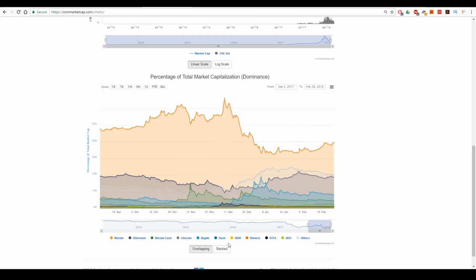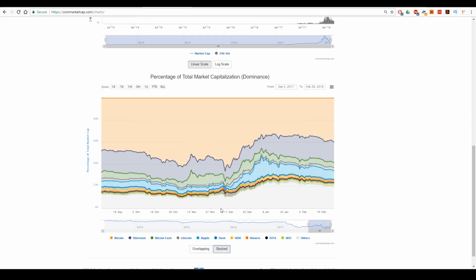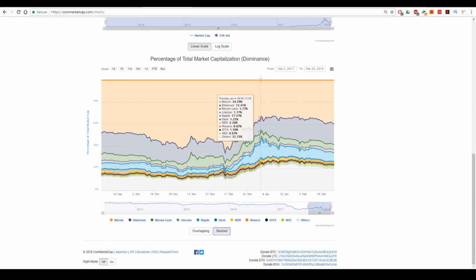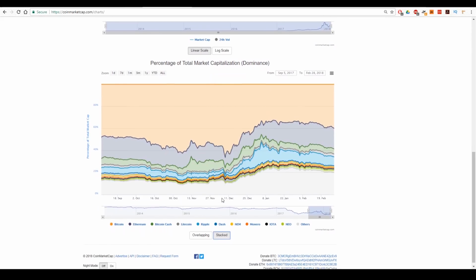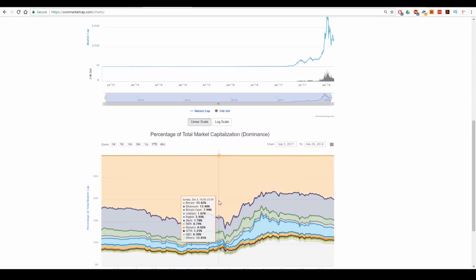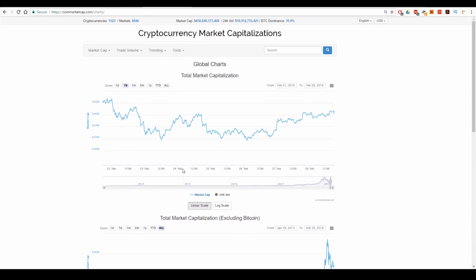Now, some other interesting things you can do here is you can look at the stacked. I particularly like the stacked because it's just a little bit more interesting to look at. You can see just how much of this market dominance is Bitcoin. In the purple, you can see Ethereum, and then all these different layers. So some really interesting data. Look, you can change the dates as well. So some very interesting tools if you're trying to analyze what is going on with the market at any given time.